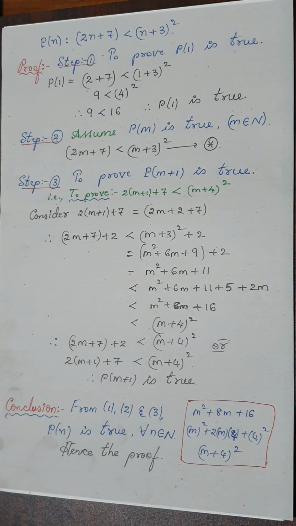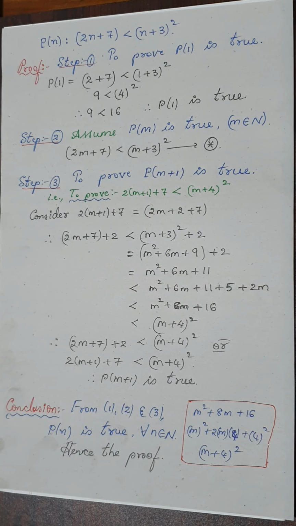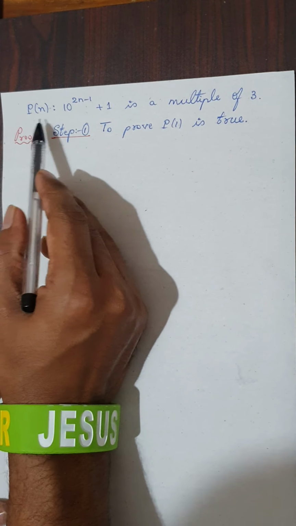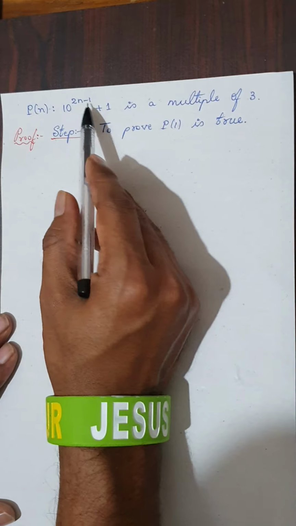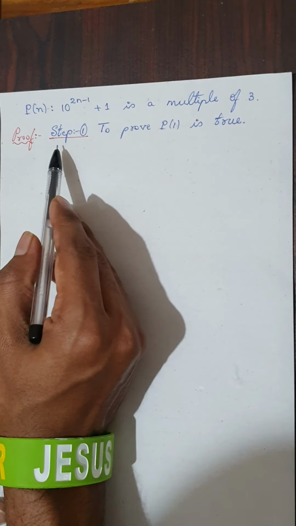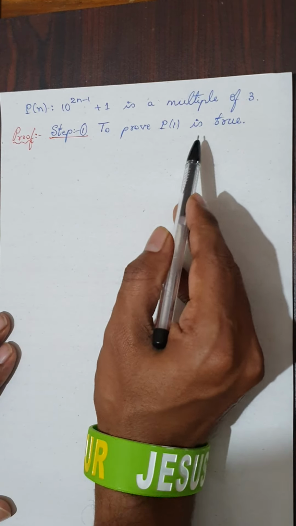Okay, fine. So let's move on to the last question for the session and also the chapter. Here is the most challenging question: p of n is equal to 10 power 2n minus 1 plus 1 is a multiple of 3. I have to prove this. Step 1 is quite clear: to prove p of 1 is true.